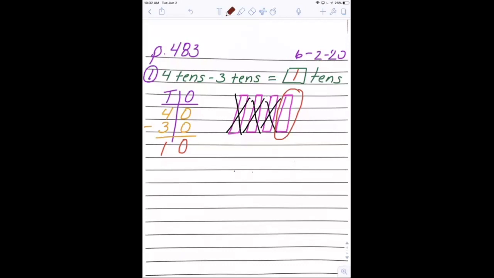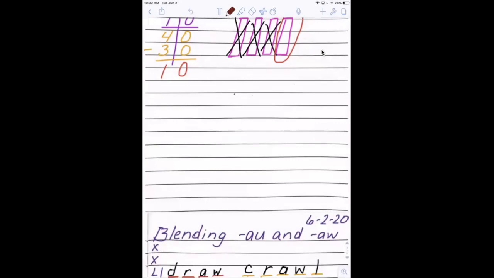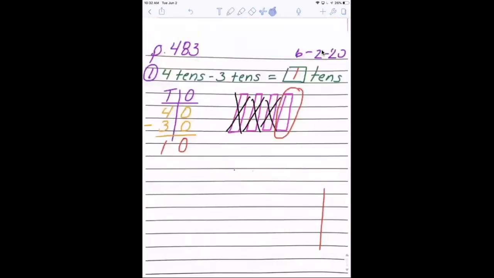Okay, so I had 4 groups of 10. 1, 2, 3, 4 groups of 10. Then I had to take out 3 groups of 10. That's 1, 2, 3. That's why I crossed them out. Then how many do I have left? That's the group that I circled, 1 group of 10. Okay, so 4 tens minus 3 tens equals 1 ten.